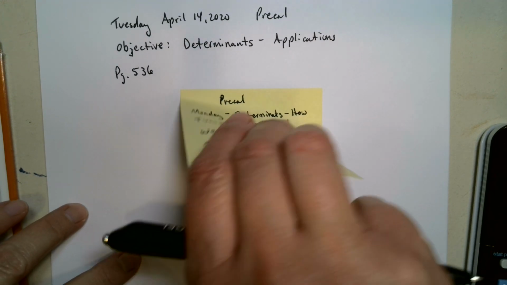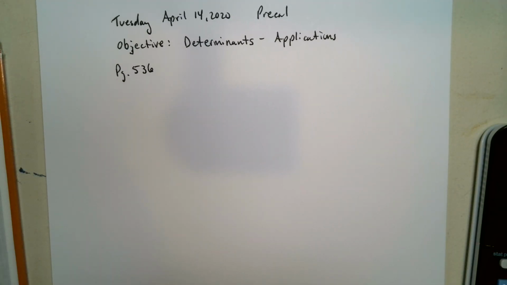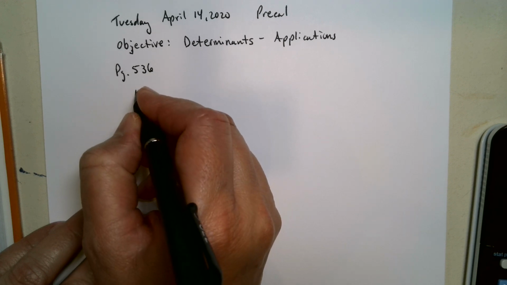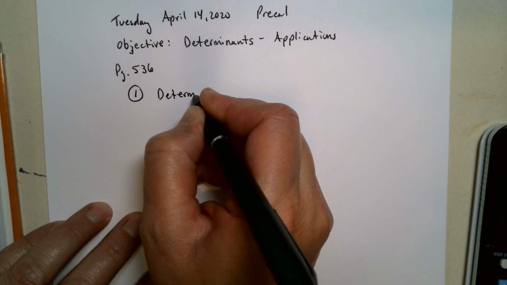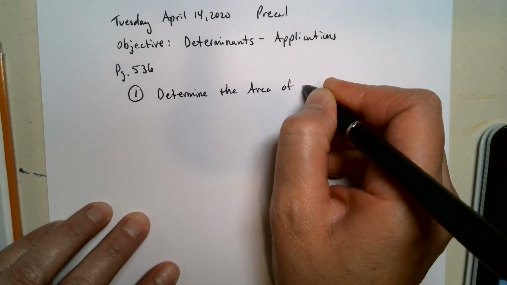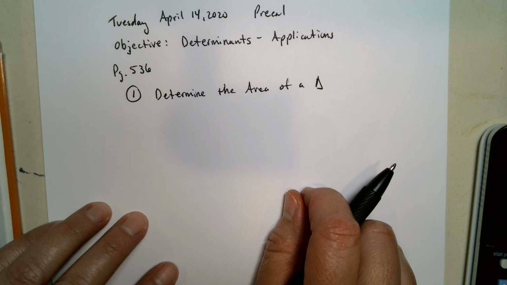All right, so yesterday we talked about how to find the determinant with a calculator. Today we're going to look at page 536, applications of matrices and determinants. We're going to talk about two different uses that are very similar to one another, but we can use determinants, believe it or not, to determine the area of a triangle.